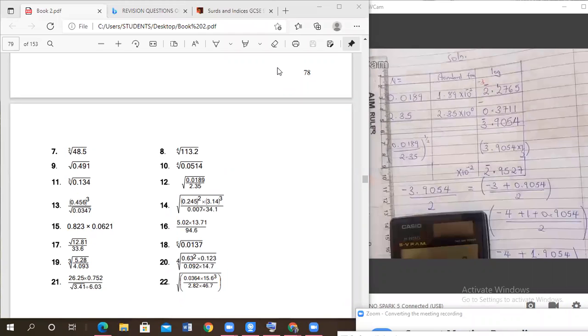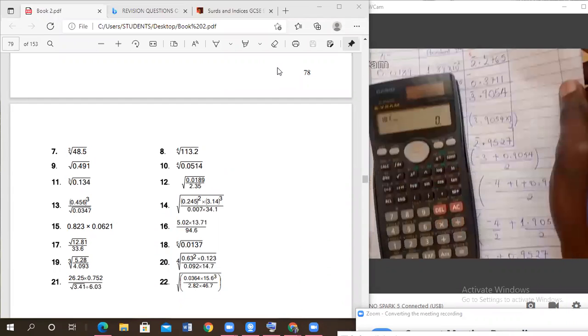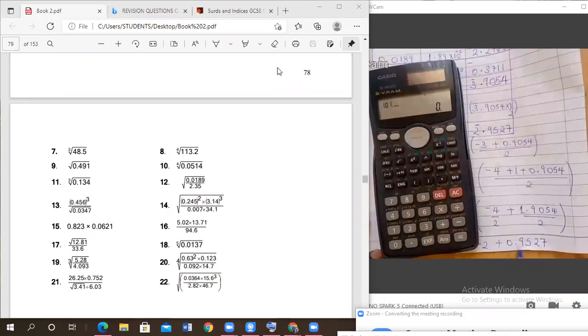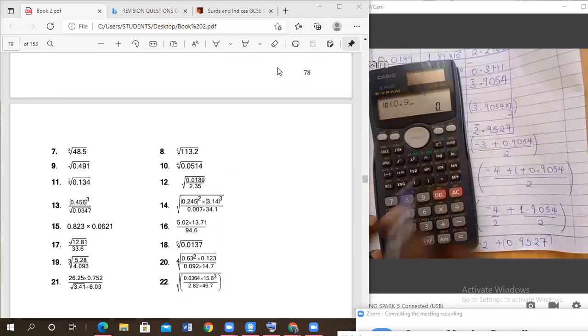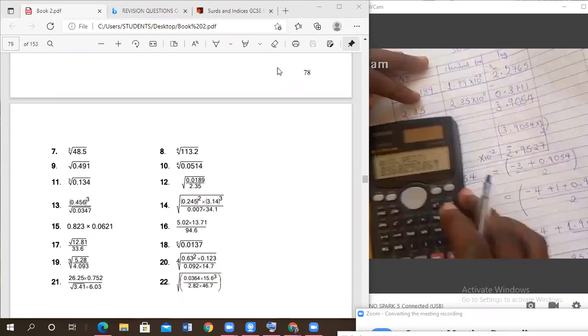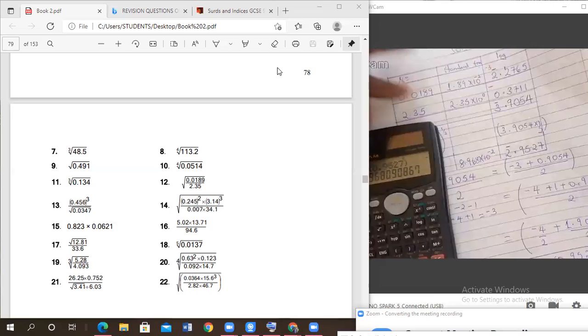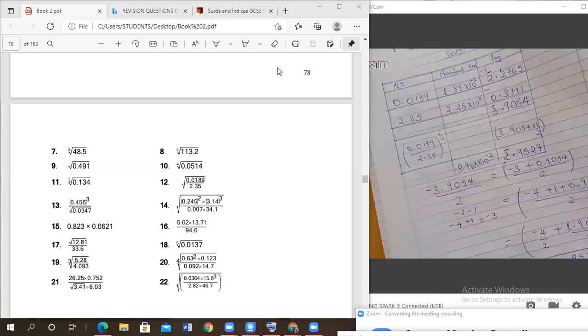Now we are getting the antilog of this one, the mantissa. Antilog of 0.95227. Members, have you seen that? Yes, teacher. It is 8.968. Okay? Yes. The power is negative.